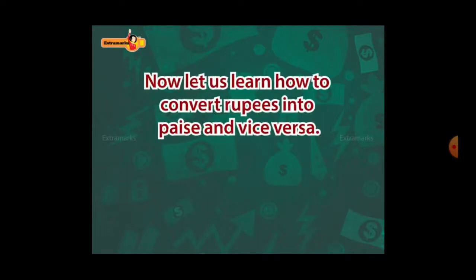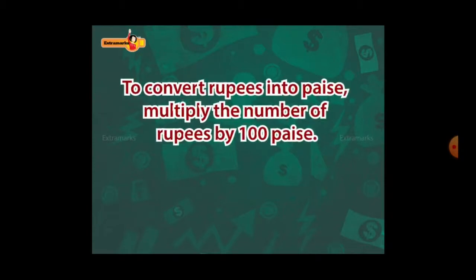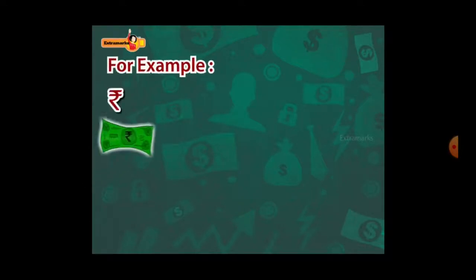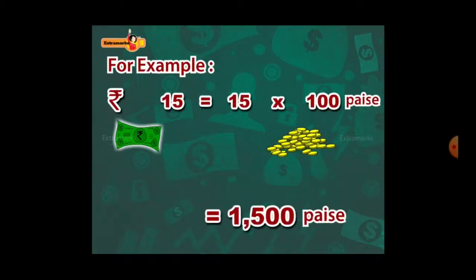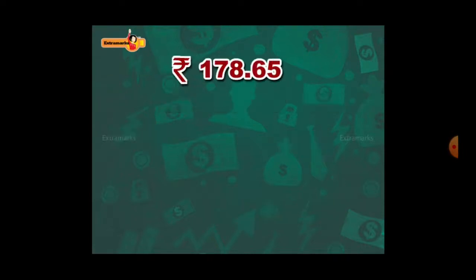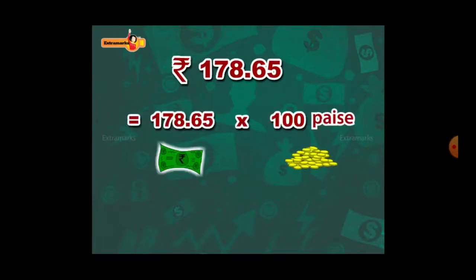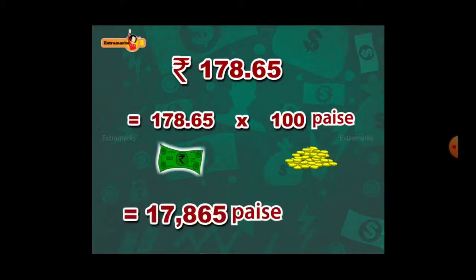Now let us learn how to convert rupees into paise and vice versa. To convert rupees into paise, multiply the number of rupees by 100 paise. For example, rupees 15 is equal to 15 multiplied by 100 paise is equal to 1500 paise. 178.65 rupees is equal to 178.65 multiplied by 100 paise is equal to 17,865 paise.